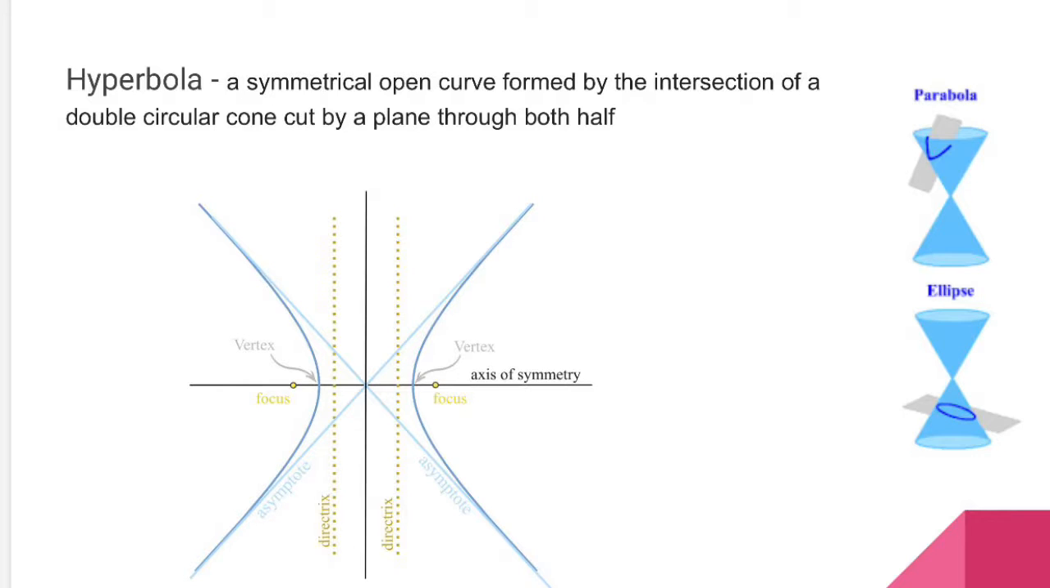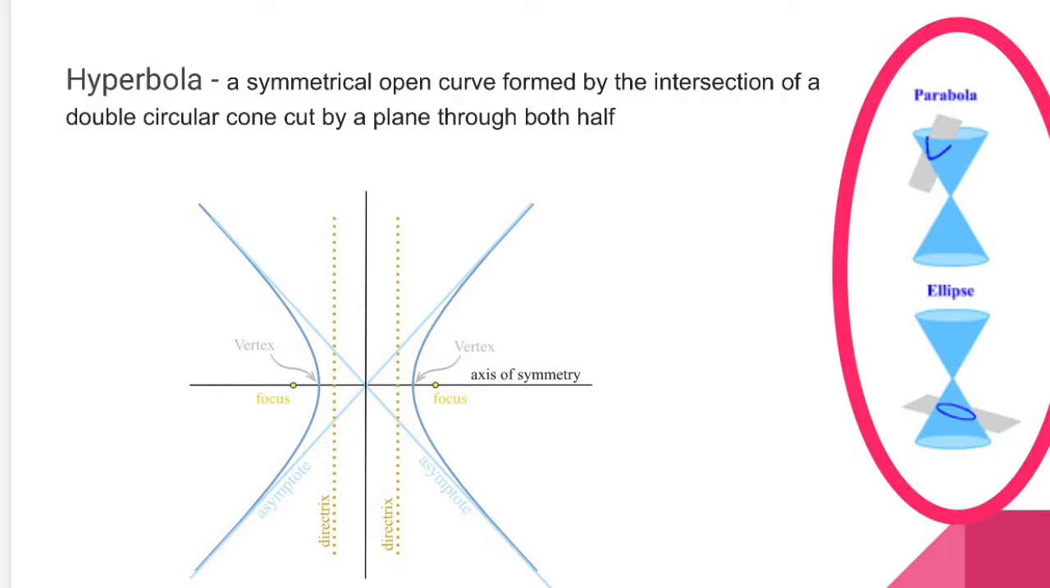A hyperbola is a symmetrical open curve formed by the intersection of a double circular cone cut by a plane through both halves. On the right here, we have an example of a parabola and an ellipse. But that does not matter, because what really matters are hyperbolas.